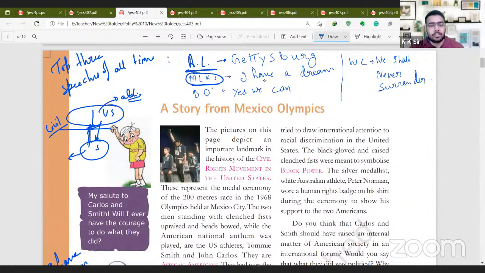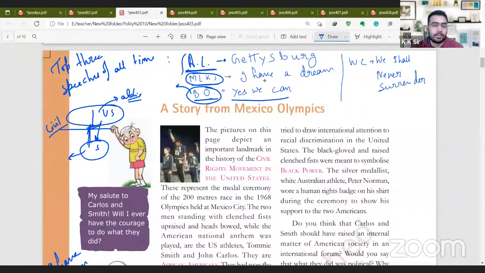Then the third speech, which is considered as all-time best, is Barack Obama's speech, "Yes, we can." During his presidential campaigns, he made the speech, "Yes, we can."